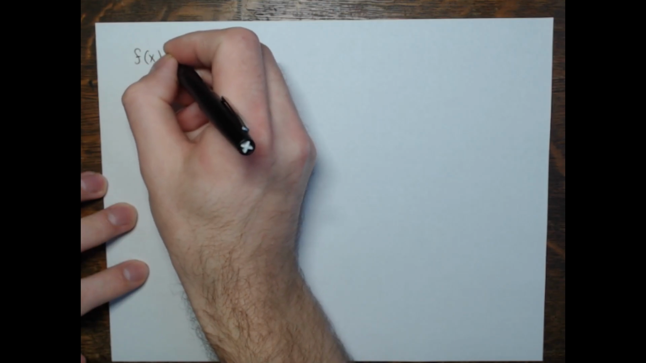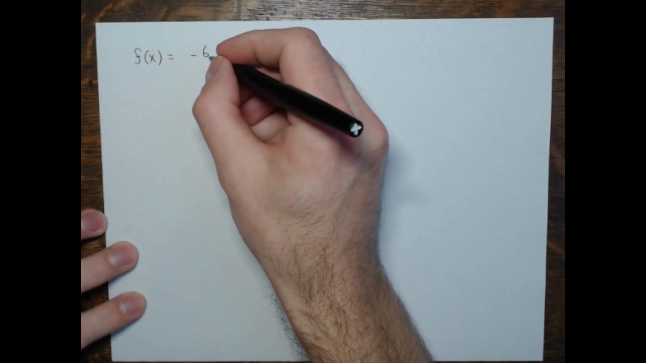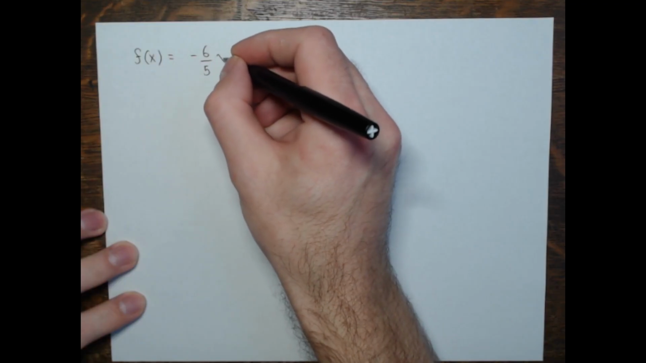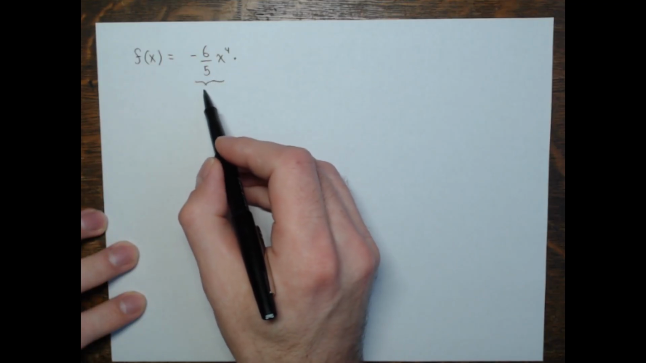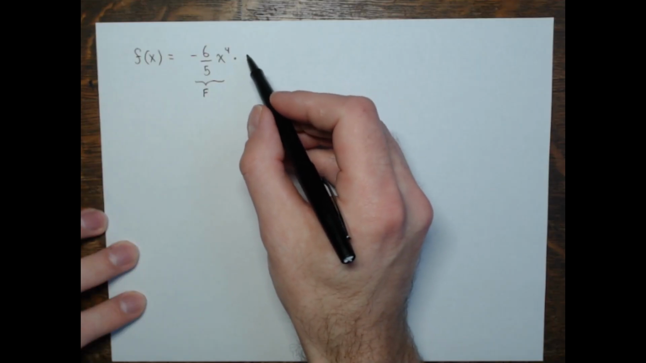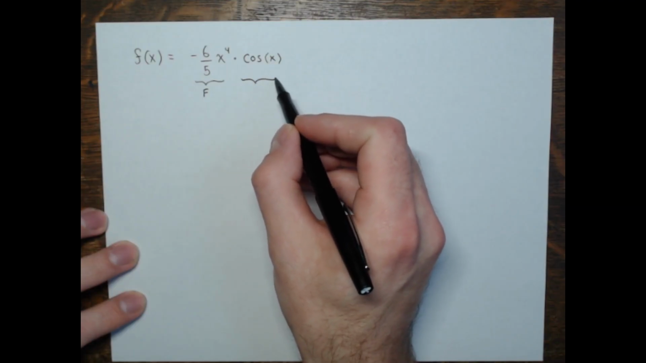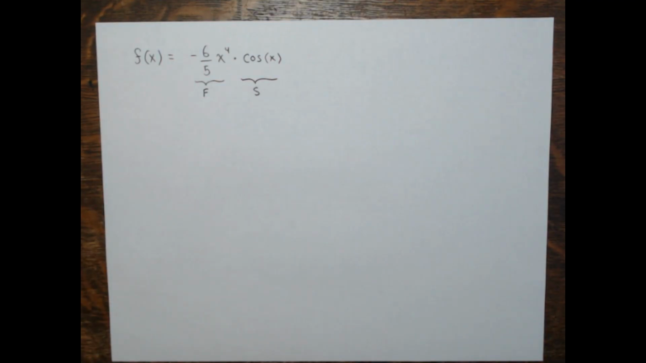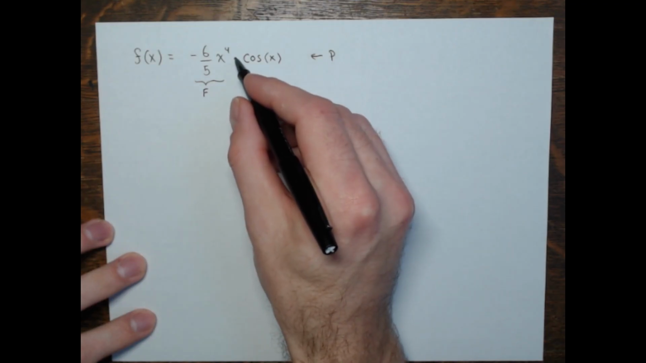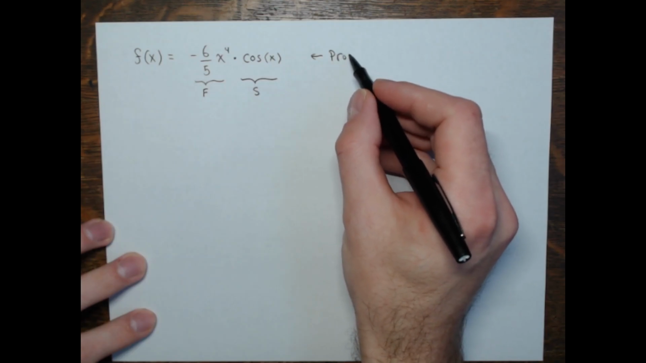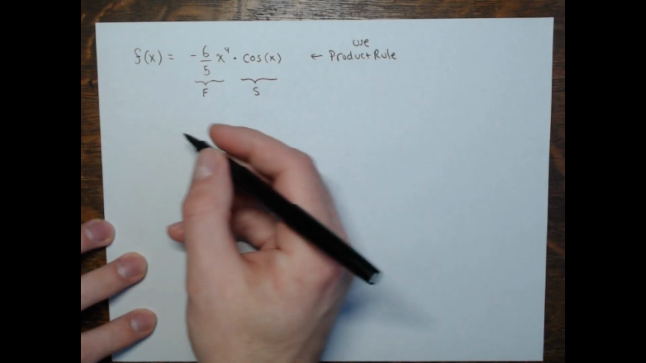So f, again, it's called f. My first factor is -6/5 times x to the 4th, and then times, right? So this is going to be my first factor. I'll put a big F next to that for first. And then my second factor, cosine x. I'll put a big S under this for second factor. So again, this is a product for sure. It's not adding or subtracting. There's definitely times in here, so I'm going to use the product rule for derivatives.